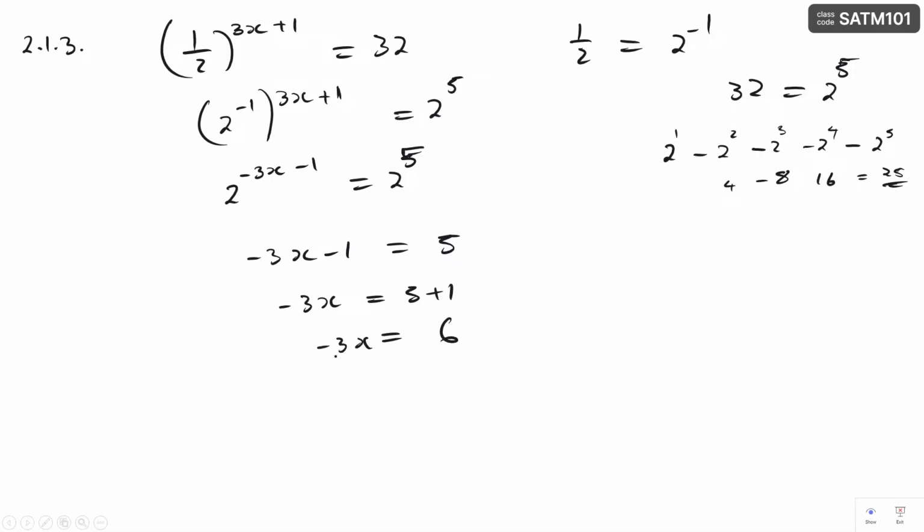So now we can do what? Divide everything by what? Negative 3. Divide here by negative 3. So we get our answer as what? Negative 2.